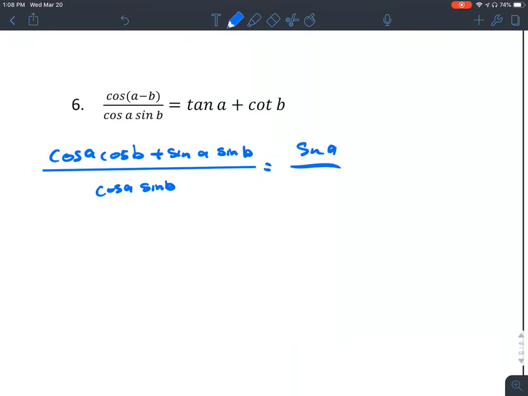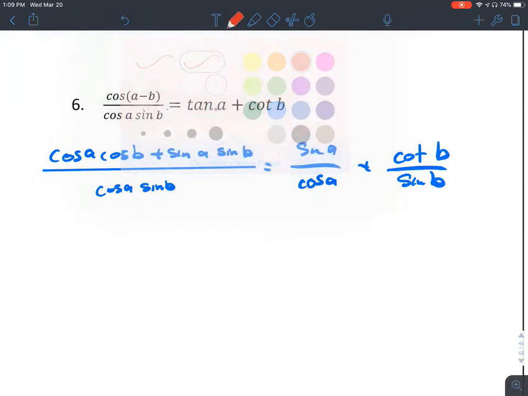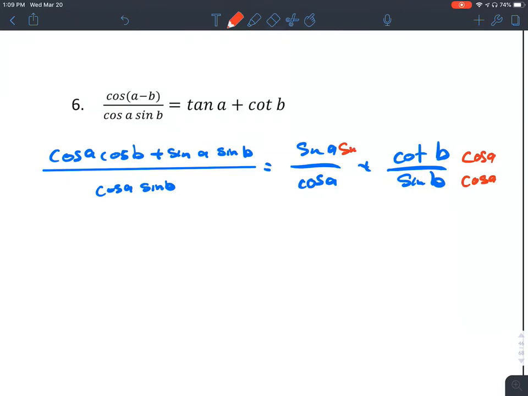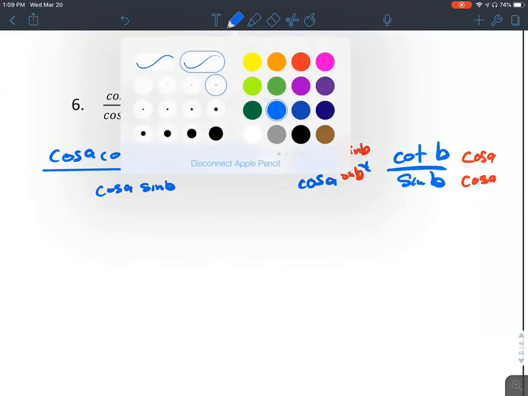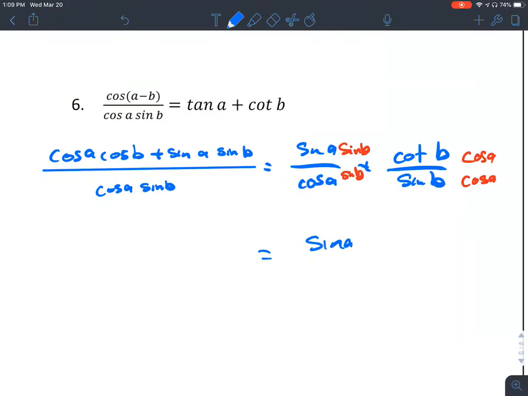Tangent of A is sine of A over cosine of A. Cotangent of B is cosine of B over sine of B. To get common denominators, I'm going to multiply this fraction by 1 in the form of cosine of A over cosine of A, and this one times 1 in the form of sine of B over sine of B. That's going to give me sine of A times sine of B plus, I wrote cotangent here. It's supposed to be cosine. I don't know what I said. Hopefully I said it correctly.